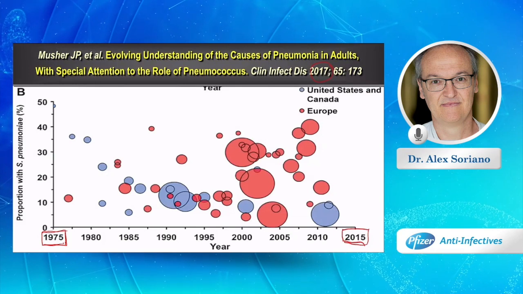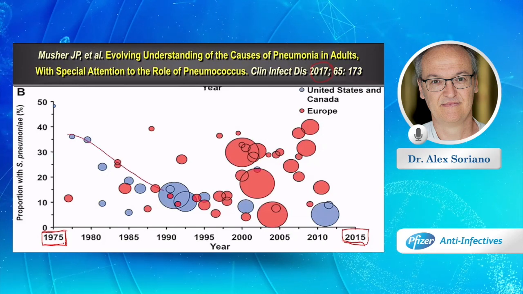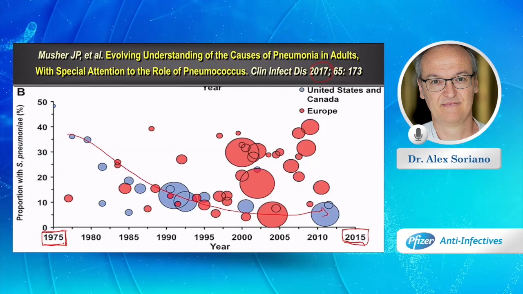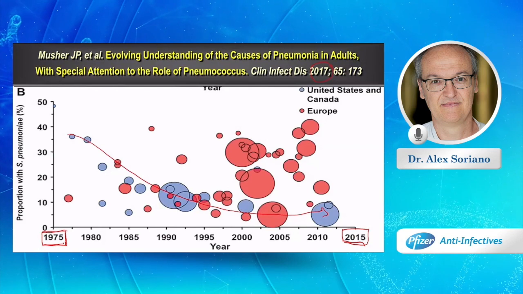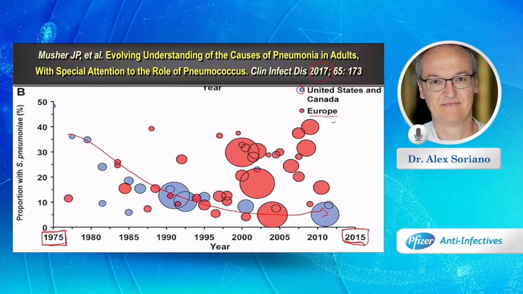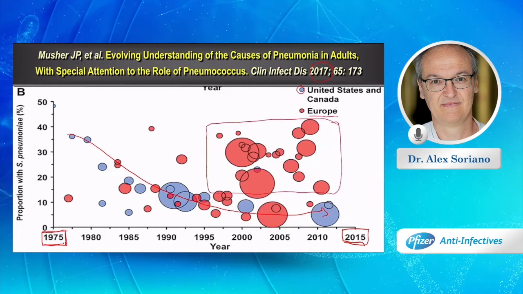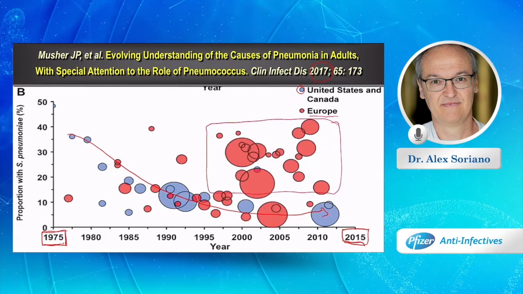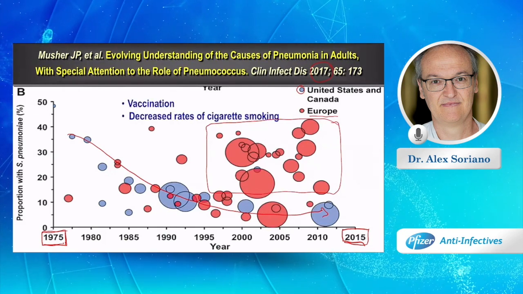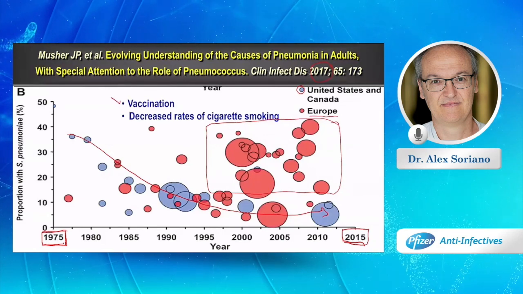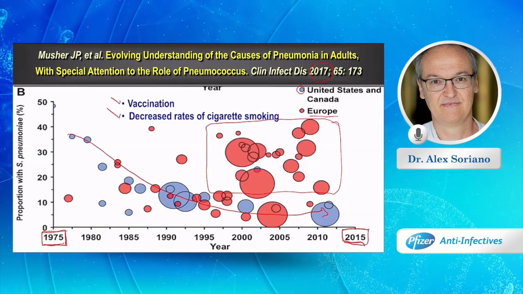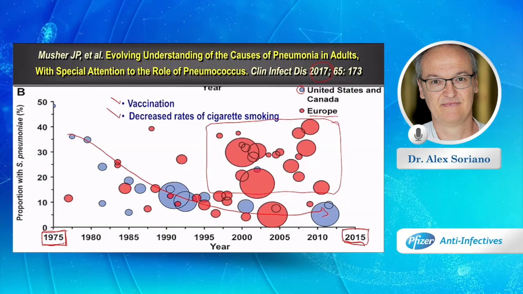And as you can observe, the data in the US suggests that there has been an important decrease in the prevalence of pneumococcus. However, this is something that happens mainly in the US, but it was not the case for Europe. And as you can see here, pneumococcus remains the most common pathogen in Europe. The authors suggest that maybe the difference is because the rate of pneumococcus vaccination is higher in the US than in Europe, maybe because there is a decrease in the cigarette smoking rates. Well, maybe both are influencing.